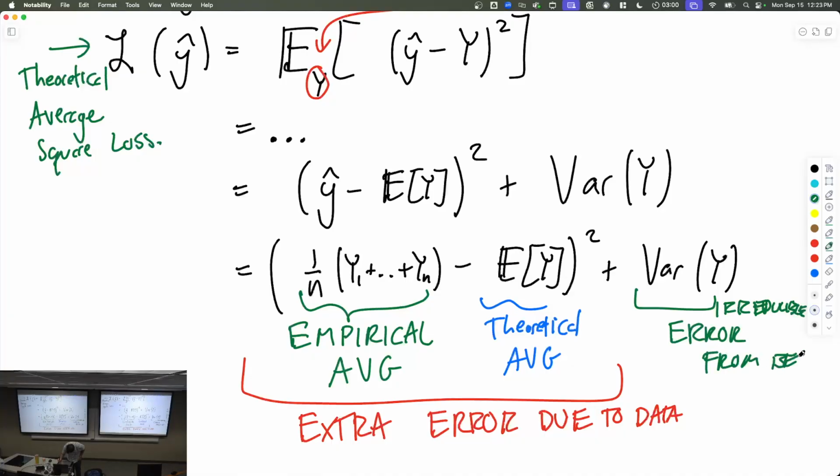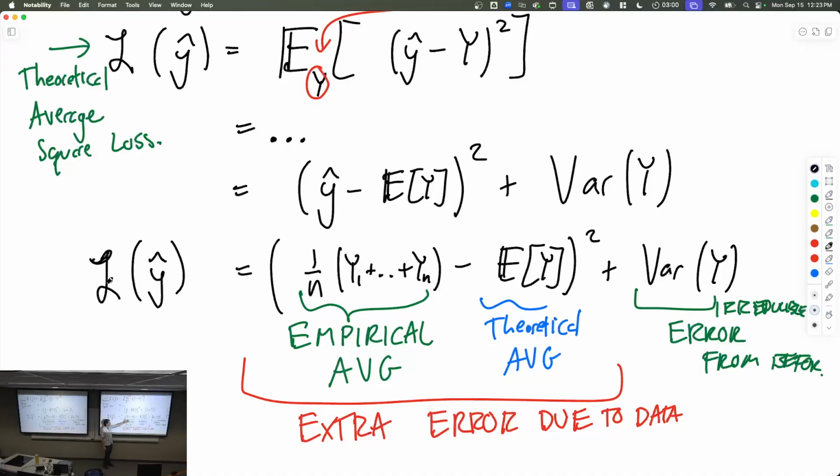Okay, and so it really does add, right? It's a sum of this extra error plus the irreducible error, and that is our loss. So this is the loss of this estimator. Okay, very nice.